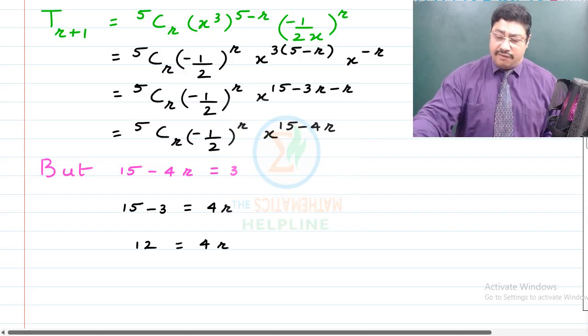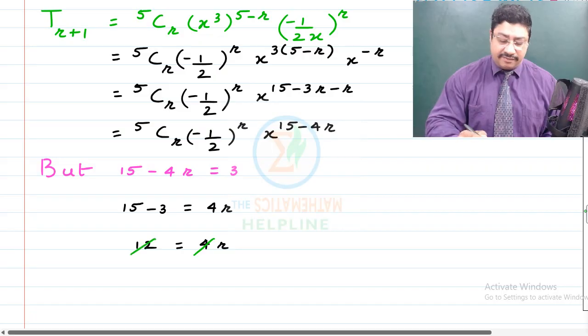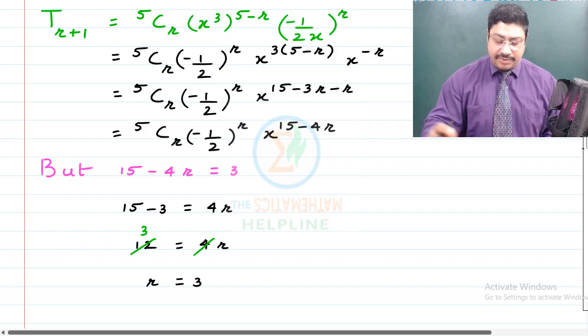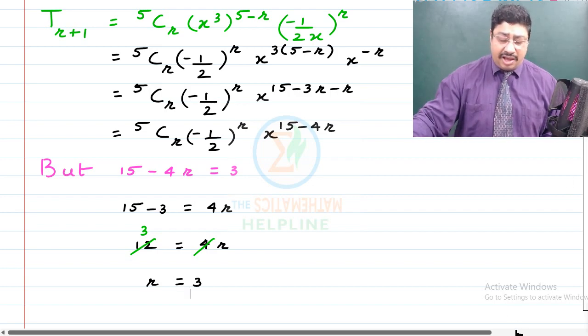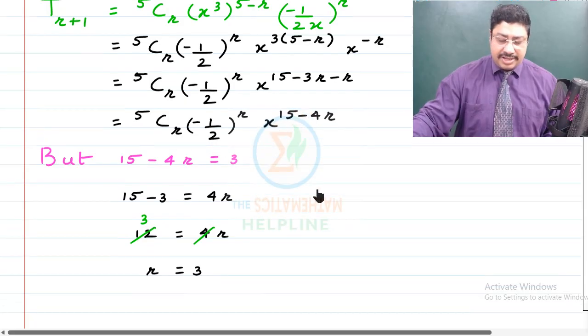Now further, 4 is going to cancel 12 3 times. As such, we will get the value of r to be equal to how much? 3, right? So we have the value of r to be equal to 3. That means if here in place of r we substitute 3, we should be able to get the coefficient to be this, right? So let's find that out.